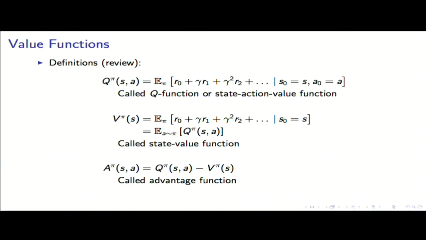So first, let's just review these definitions of value functions from the previous class. Here we're just going to review the definitions of the value functions that you get for a fixed policy pi, as opposed to the optimal value function. The Q function is this expected discounted sum of rewards where you condition on the first state and the first action. The state value function V, you just condition on the first state. And the advantage function, you take the difference.